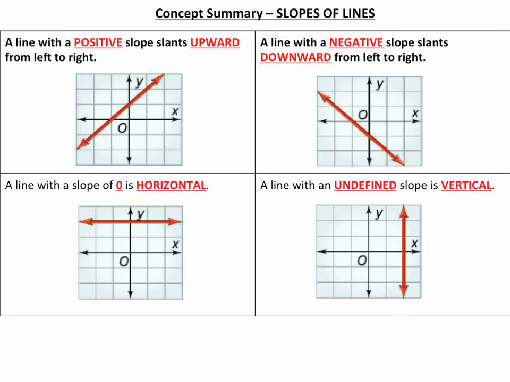All right? So, a line with a positive slope goes up from left to right. A line with a negative slope goes down from left to right. A line with a slope of 0 is horizontal. And a line with an undefined slope is vertical. So if you keep those 4 ideas in mind, you're going to be just fine. Great. So I got slope formula. I got finding the slope, change in y over change in x, rise over run, whatever you want to call it.